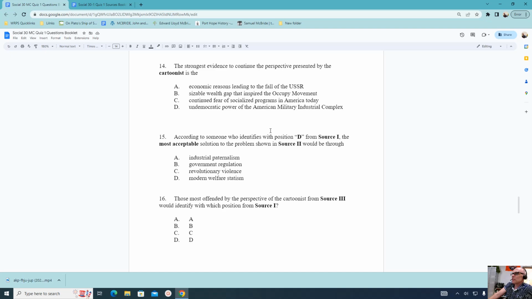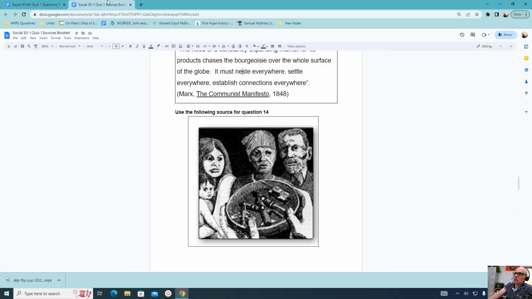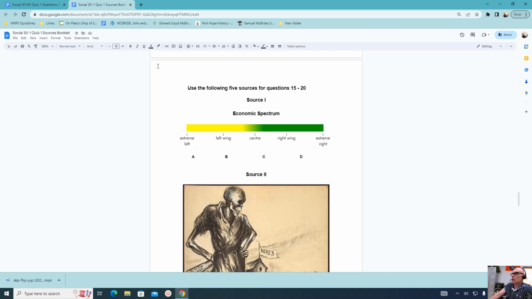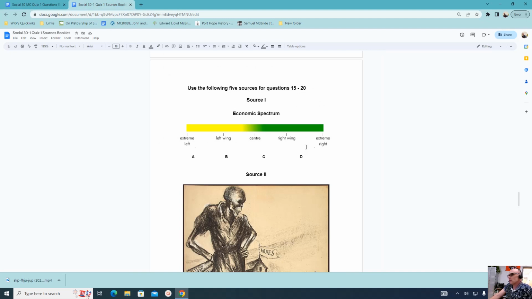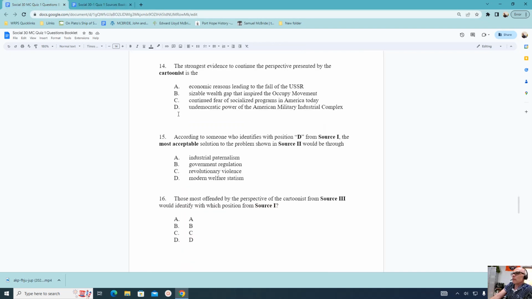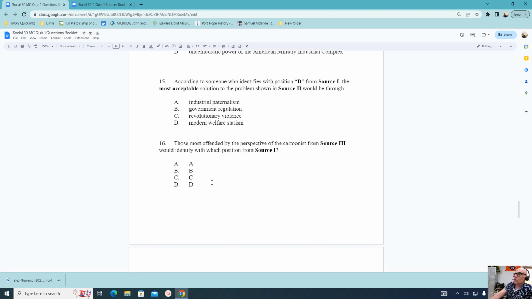According to someone who identifies with position D from source one, the most acceptable solution. So we got to go back and say, what's D? D is a reactionary, so a solution is, well, revolutionary violence. Let's see here. Economic spectrum, that's capitalism. See, I had to go back. I said reactionary, I thought it was a political spectrum. So laissez-faire capitalism would want industrial paternalism. That's the one option here that involves the least amount of government. So then it's up to the goodwill of the capitalist. It's their choice to be charitable, not their taxation, not their burden.